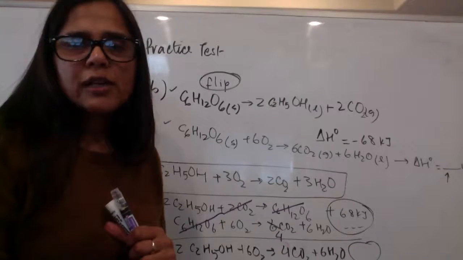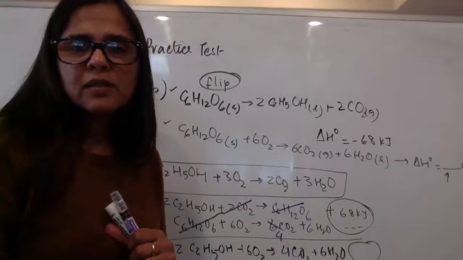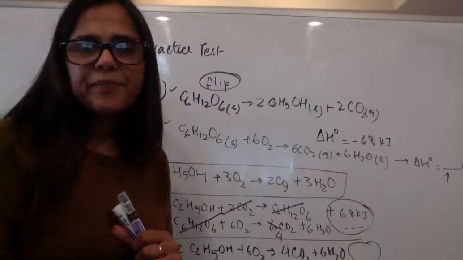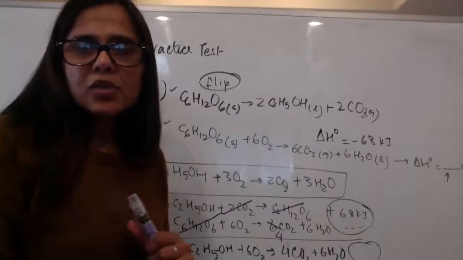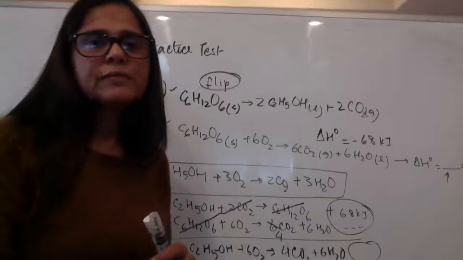Did you get it, Shonali? Okay. And then Shravya wanted 2A and 2B.